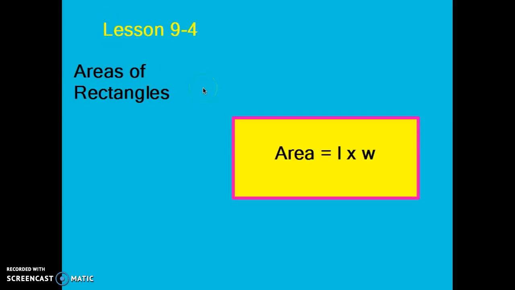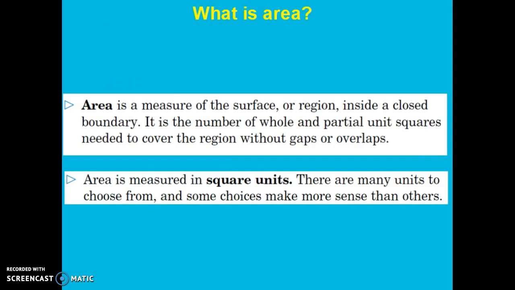Areas of rectangles. So we're going to take a look at how to find the area and do a little bit of practice. So first we need to know, what is area? Well, by definition, area is a measure of the surface or region inside a closed boundary. It's the number of whole or partial unit squares needed to cover the region without gaps or overlaps. An area is measured in square units.